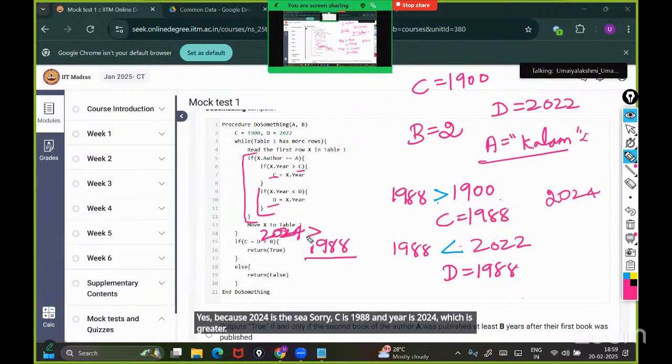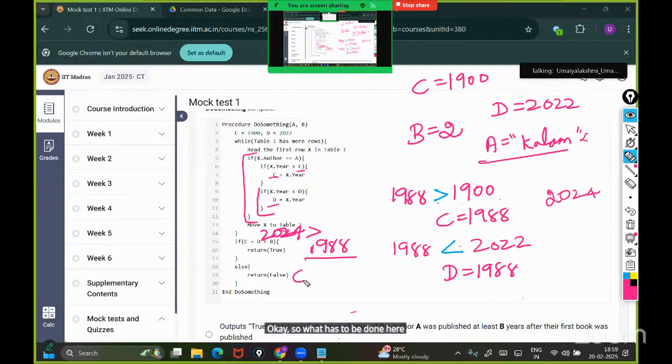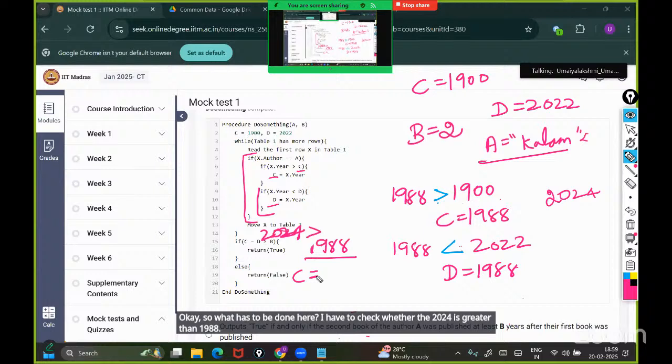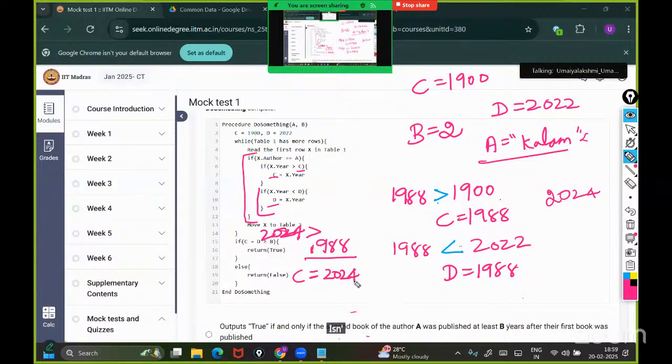So what has to be done here? I have to check whether 2024 is greater than 1988. Is the condition true? Yes, of course. So now C is replaced with 2024. And now what is the X year? X year is 2024, right? And we'll compare it with D.